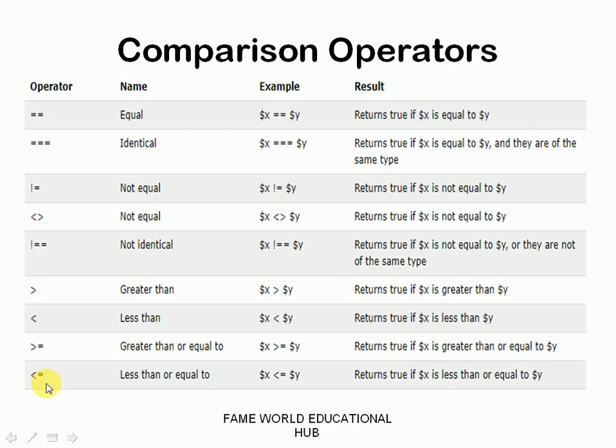Then coming to the next one, here the less than or equal to sign is used. This is the comparison operator less than or equal to. This is used to check if the value of the left hand operand is less than or equal to the value of the right hand operand. If the value of the left hand operand, that is $x in this particular example, is less than or equal to the value of the right hand operand, that is y in this example. Returns true if $x is less than or equal to y.